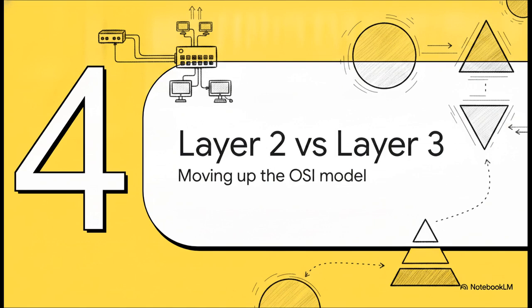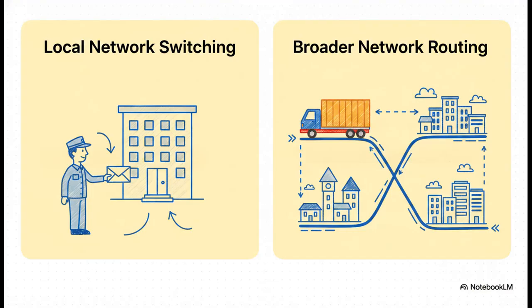To really grasp this jump, try thinking about it like this. We can think of a Layer 2 switch extending a single network, kind of like your local postal worker. It delivers messages directly to MAC addresses inside a single building. But a Layer 3 router, that's like the massive cross-country sorting center. It connects fundamentally different networks together, routing packages using IP addresses across entirely different cities and even different network protocols.